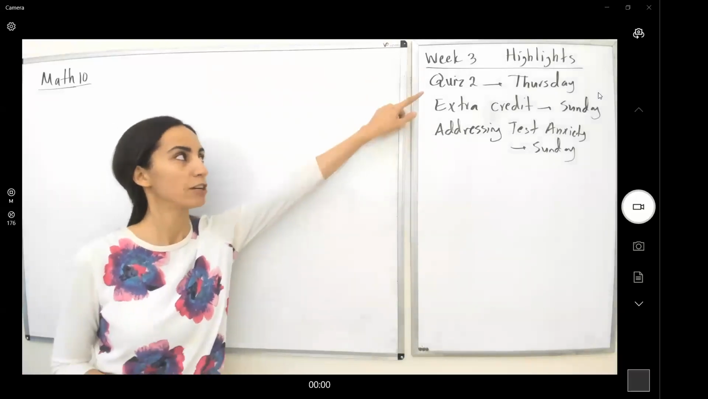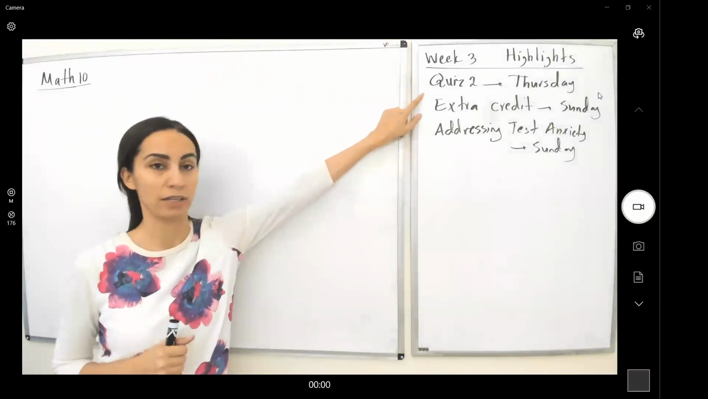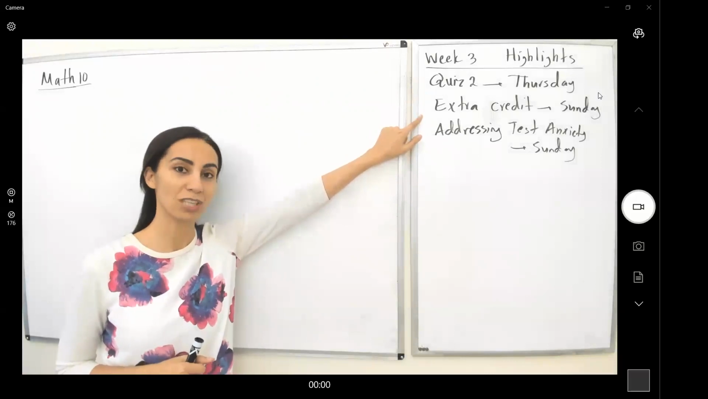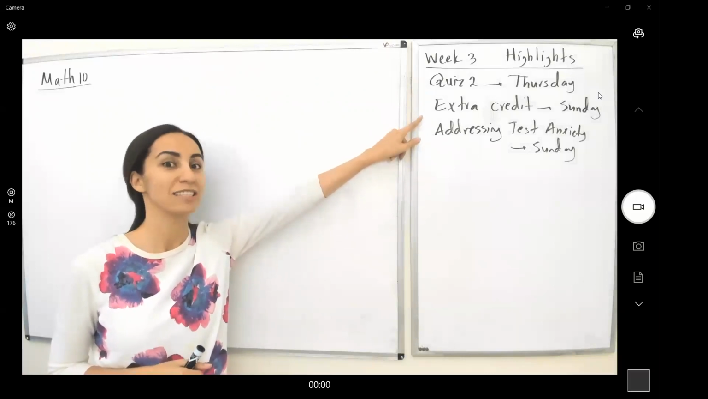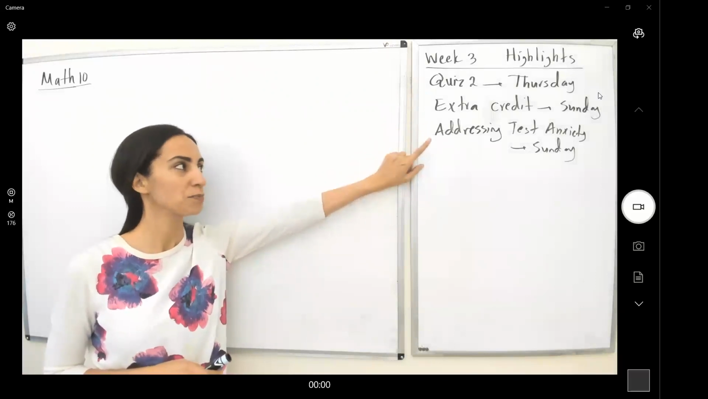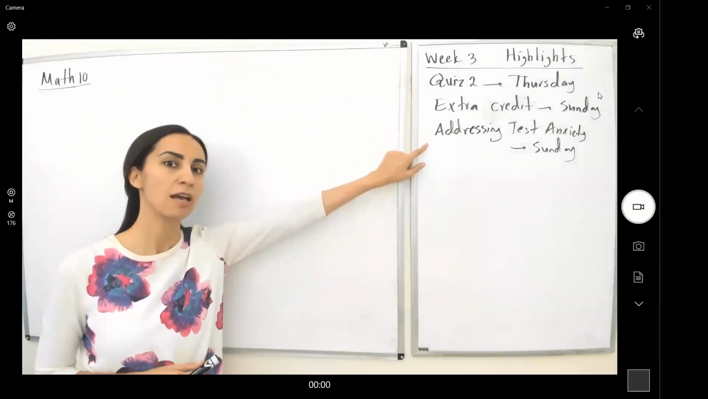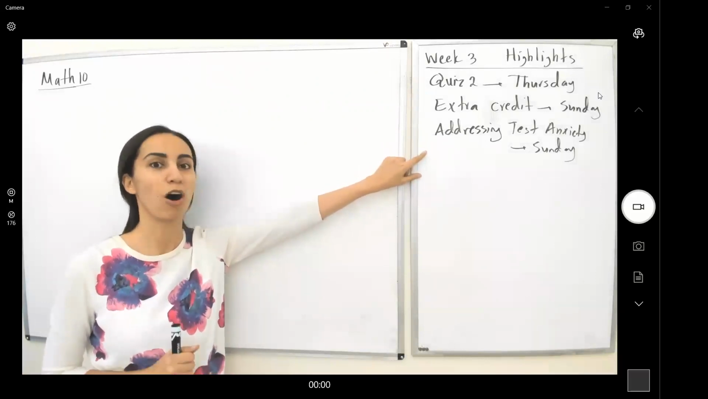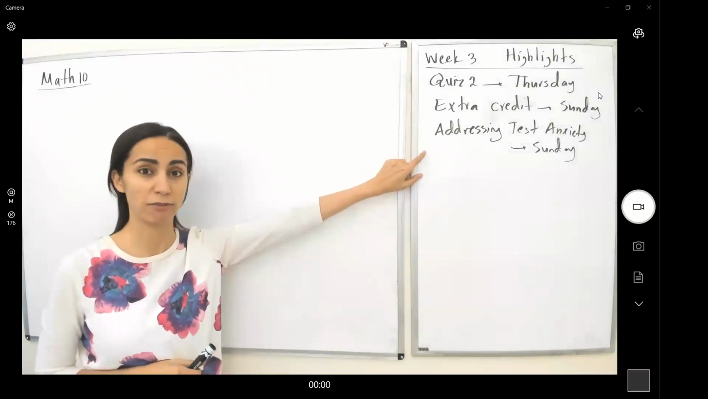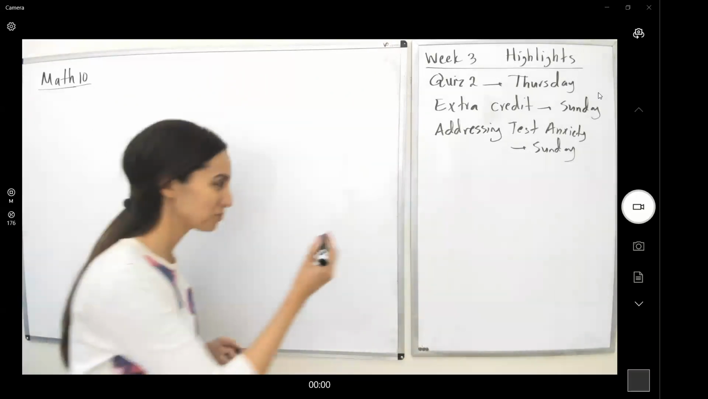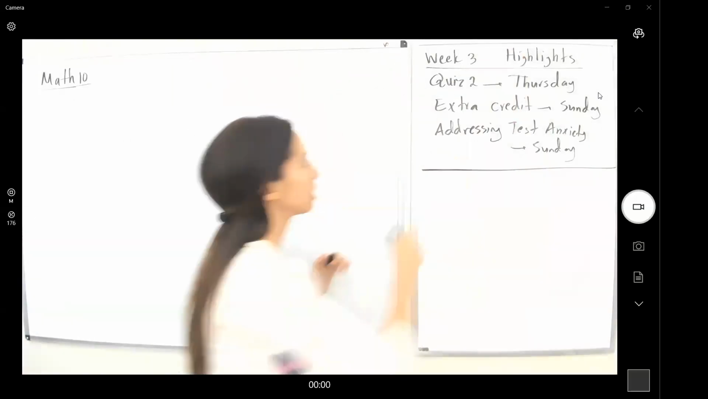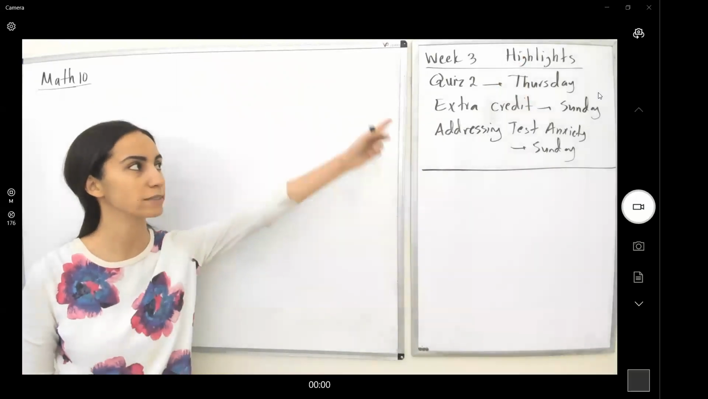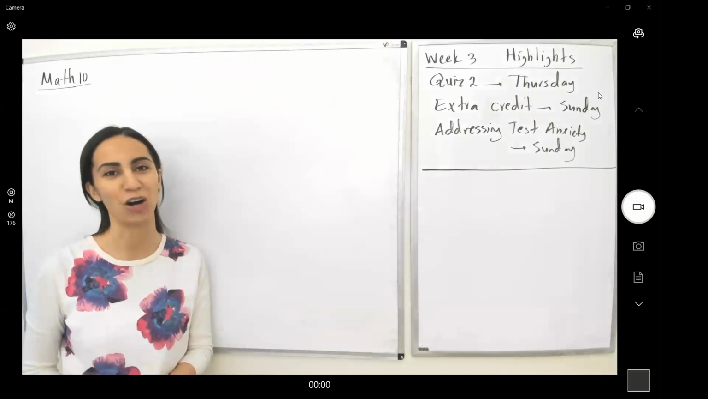week 3. First of all, we have our group quiz 2 on Thursday. We have extra credit due on Sunday. Please log into your Canvas, go to the week 3 module, and take a look at your extra credit for chapter 3. We also have a discussion about addressing test anxiety. I would like you to take that discussion and respond to 2 of your classmates. It's very helpful, very useful, informative. So these are the highlights for week 3, the assignments that you need to submit. 2 of them are due on Sunday, and we have quiz 2, which is on Thursday.